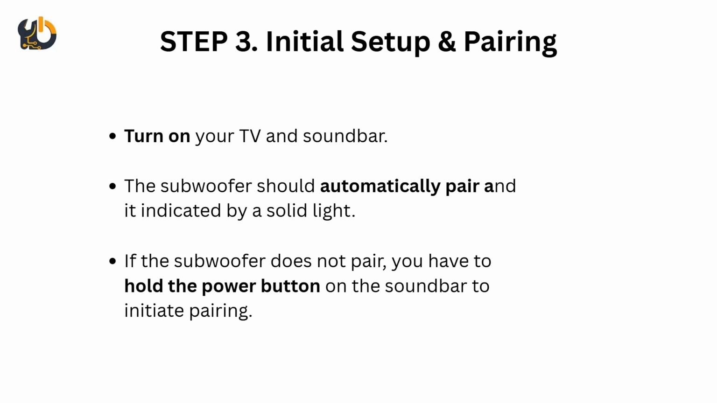Step 3. Initiate setup and pairing. You just have to turn on your TV and soundbar. The subwoofer should automatically pair, and it indicates this with a solid light. If the subwoofer does not pair, you have to hold the power button on the soundbar to initiate the pairing.